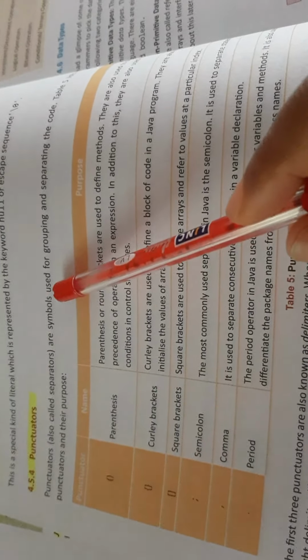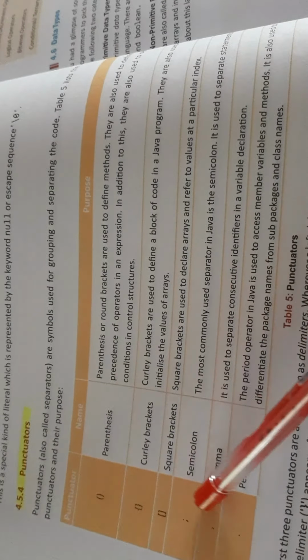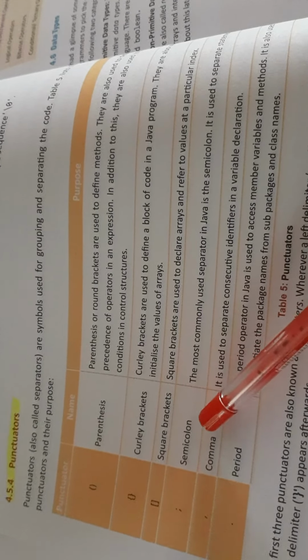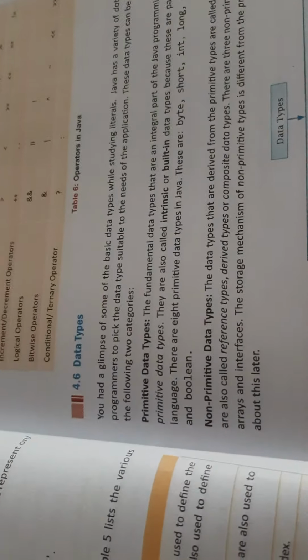Punctuators are used for separation of groups in the code, so they are called punctuators. That is parenthesis, curly bracket, square bracket, semicolon, comma, and period. They are called punctuators. Now next is your operators. These are called operators.